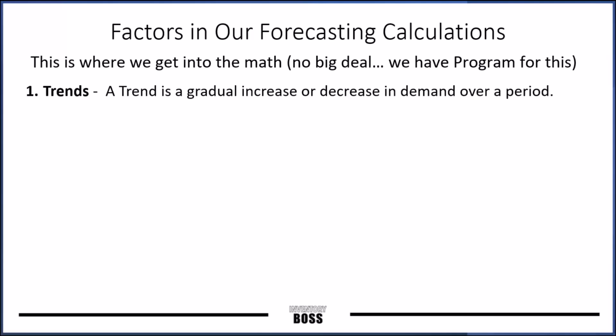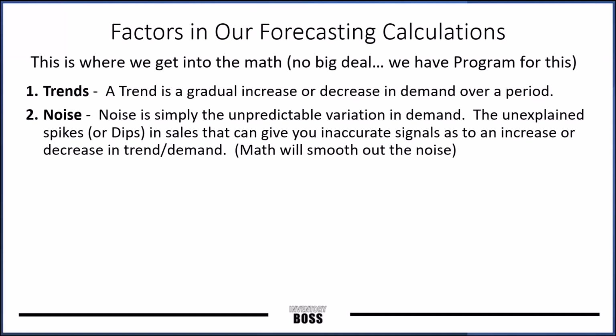So here we go. Number 1, trends. A trend is a gradual increase or decrease in demand over a period. Now, I know intuitively that makes sense to you, but let's just define it anyways. Noise is simply the unpredictable variation in demand. Sometimes you have good days, sometimes bad days. You don't know why, and that also goes for months.